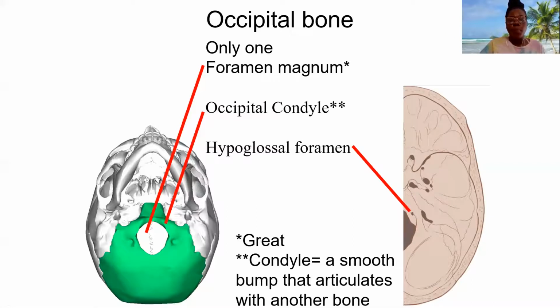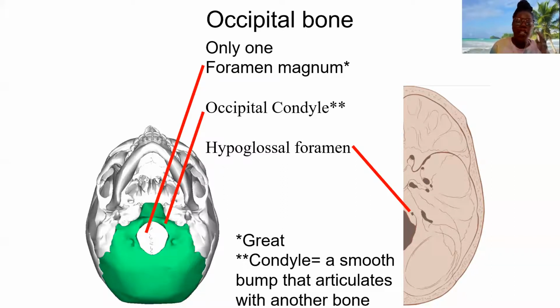Next is the occipital bone. So the occipital bone is the inferior or posterior most bone of the skull. There's one unique feature here. It's called the foramen magnum. And again, foramen meaning that it's an opening that allows the passage of structures, and magnum because this is actually the largest foramen that's found in the skull.